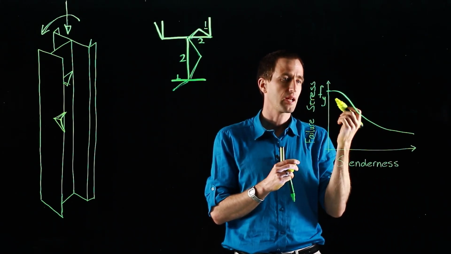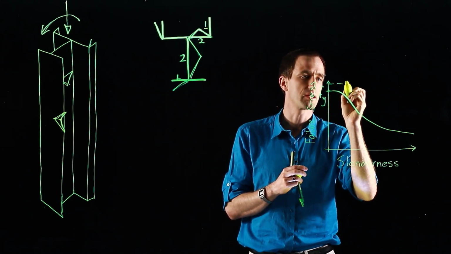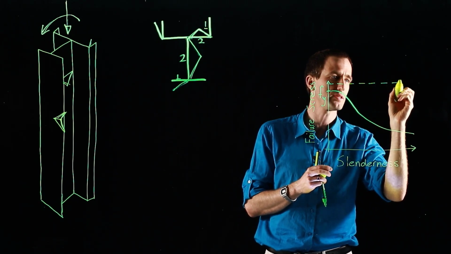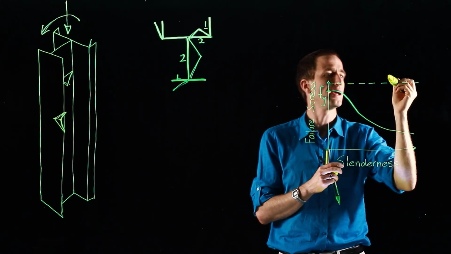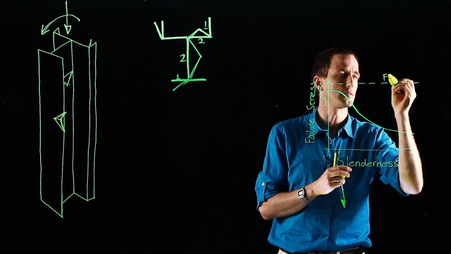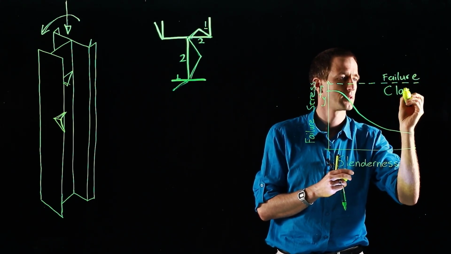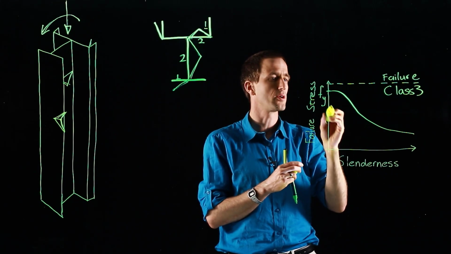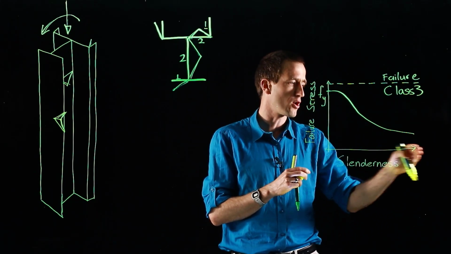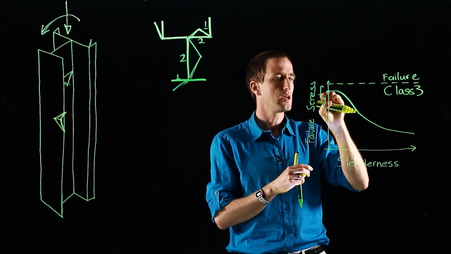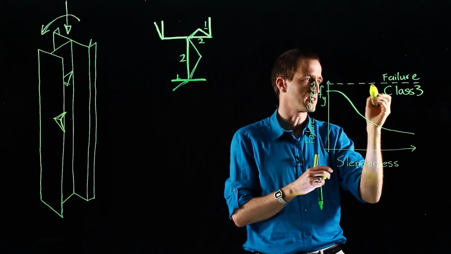Now, if we classify something and it is a class 3 section, what that means is that, for instance, this would be the stress at which it buckles. So this is the failure of a class 3 section. So a class 3 section will never experience local buckling. No matter how long or how short the section is, global buckling occurs first. So we are always above it, class 3.